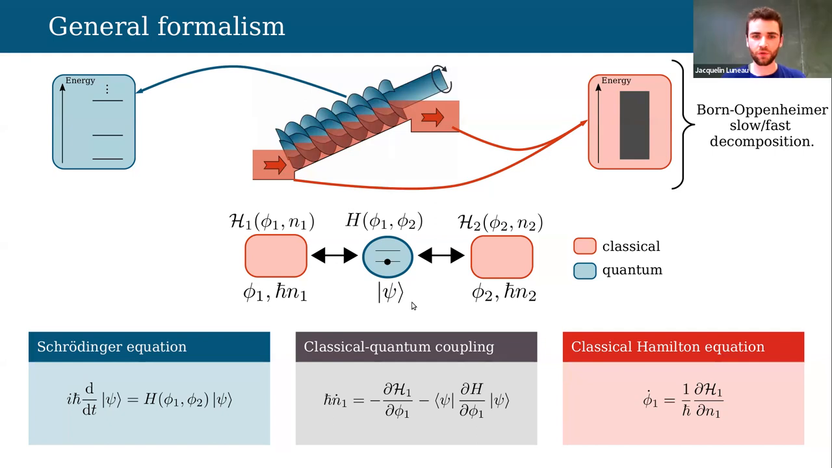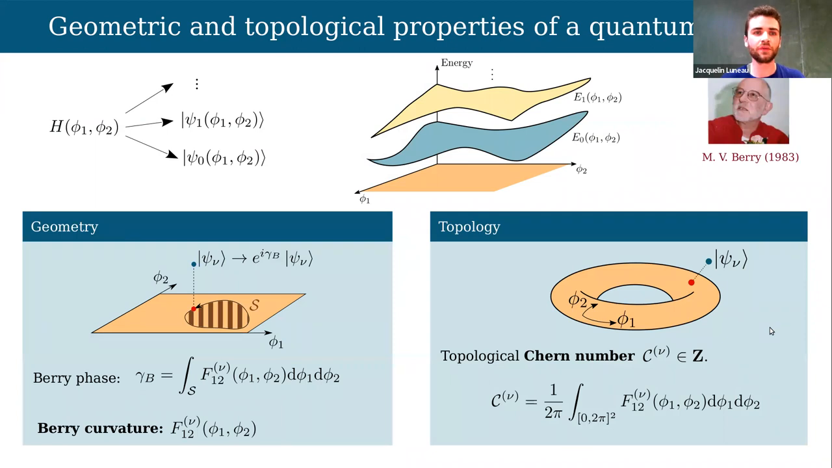And so what we will show now is that in this hybrid description, these phases are usually used to impose a drive on a quantum system. And so here, what we are precisely interested in is the back action of the quantum system on the drives, which will correspond to a modification of the variables of the slow degrees of freedom. And we will see that in this modification of the Hamilton equation of the slow variables, a geometric and topological property of the quantum system enters. So let us discuss what these geometric and topological properties of a quantum system are.